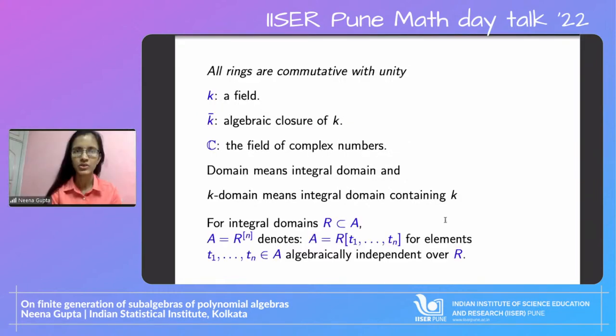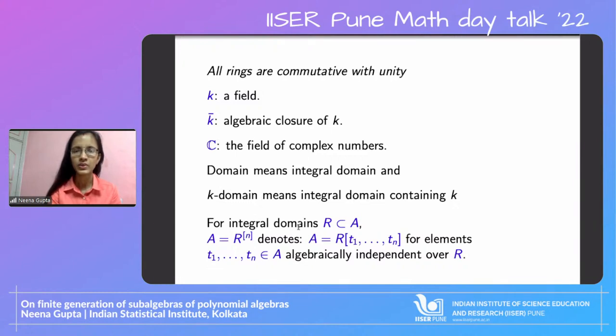First, let me fix some notations. I'm sure people are familiar with the notion of rings, fields, integral domains. For me, all rings are commutative rings with identity. K will always denote a field, and K bar denotes the algebraic closure of the field K. Let C denote the field of complex numbers. By domain, I mean integral domain, and a K-domain means an integral domain containing K.